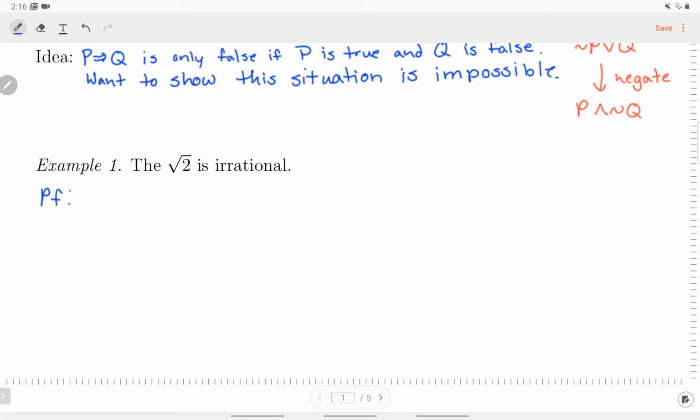Okay, so I want to assume the opposite of the statement. The statement is that square root of 2 is irrational. So what's the opposite? It is rational. So we will assume for contradiction square root of 2 is rational, is an element of the rationals.